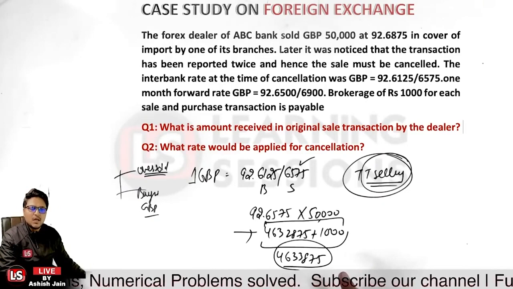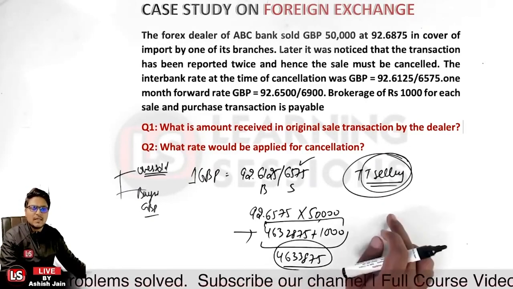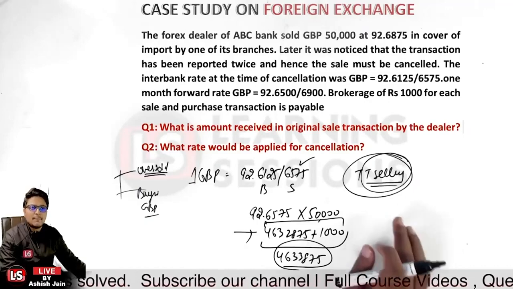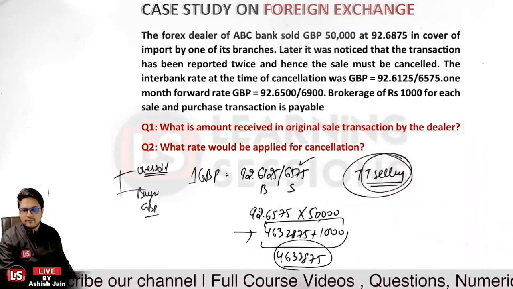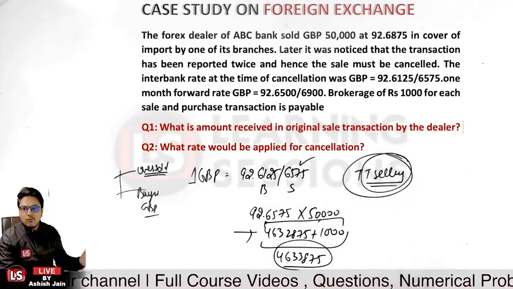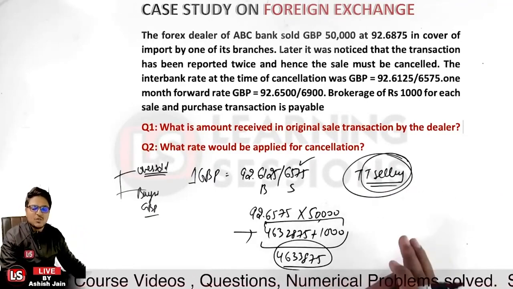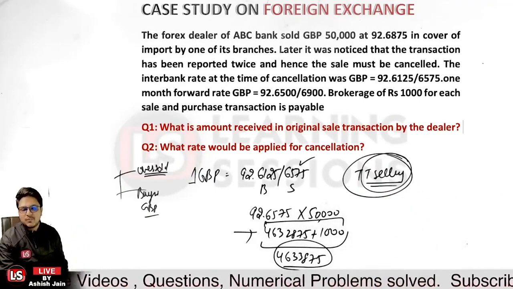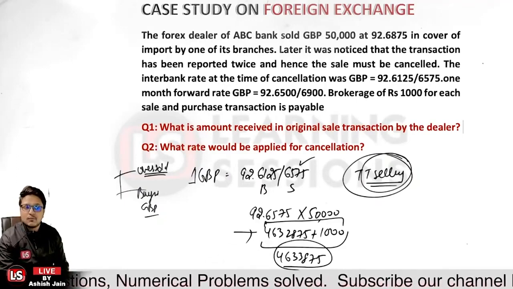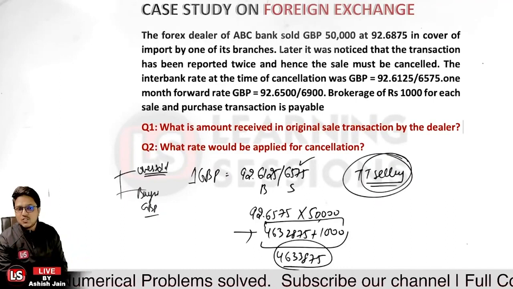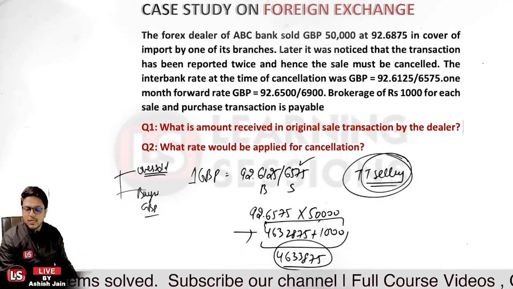So what rate shall be applied for cancellation? It will be the TT selling rate that shall be applied for the calculation. That is 92.6575. Why did we add up the margin? I just told you that it is a selling rate. In that case, you need to add up the exchange margin. Okay, you must be remembering, in the case of all the selling transactions, the margin is to be added up. In the case of the buying transactions, the margin is to be subtracted.